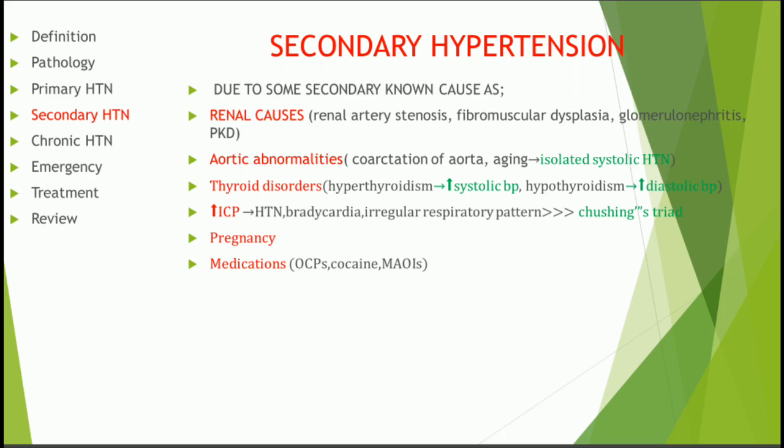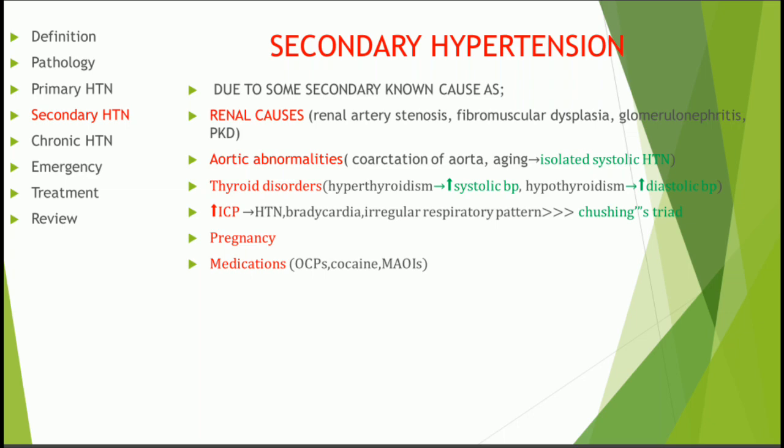Secondary hypertension. It is due to some secondary non-cause such as renal causes, which include renal artery stenosis. It may be due to atherosclerotic plaque or fibromuscular dysplasia of the renal artery, which results in decreased renal perfusion, leading to activation of RAS or renin-angiotensin-aldosterone system, which in turn results in increased renal sodium and water reabsorption, leading to hypertension.